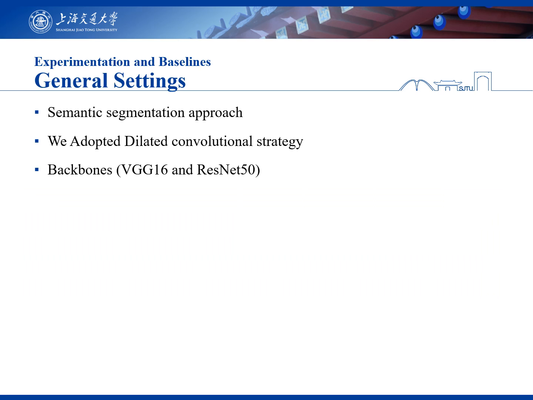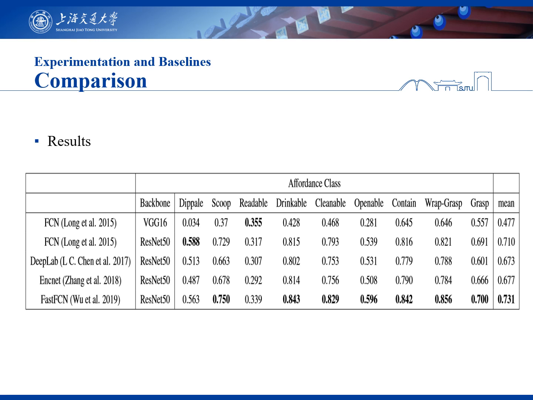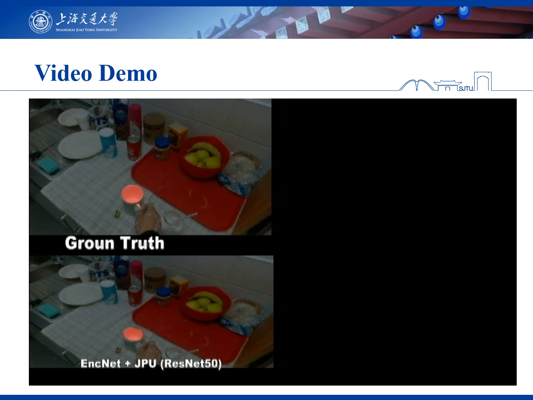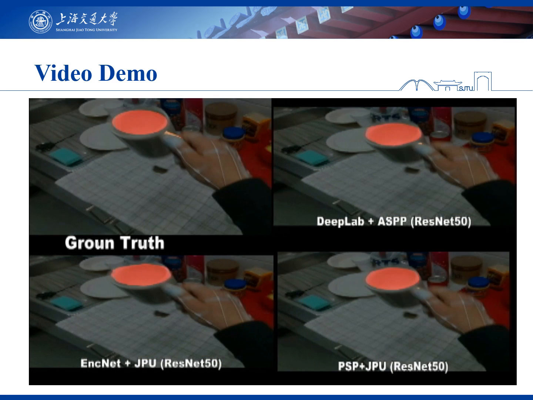To build baselines for our dataset, we use these general settings. We adopted a semantic segmentation approach. With a dilated convolutional strategy, we use VGG16 and ResNet50 as our backbones. We experimented with the most popular semantic segmentation architectures to build our baselines, including FCN, DeepLab, and FastFCN. This table shows the performance of different architectures on our proposed dataset. Here's a demo of different semantic segmentation architectures on the FPHA-Afford dataset.